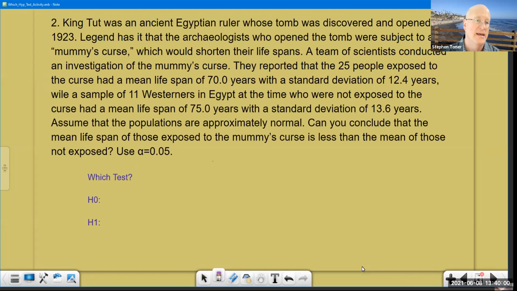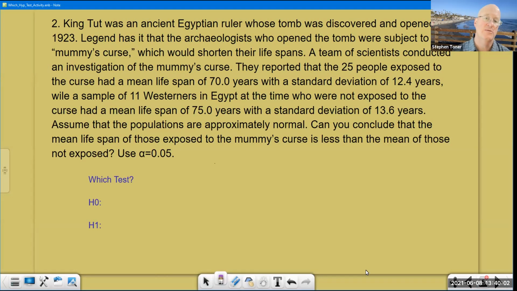Number 2, King Tut was an ancient Egyptian ruler whose tomb was discovered and opened in 1923. Legend has it that the archaeologists who opened the tomb were subject to a mummy's curse, which would shorten their lifespans. A team of scientists conducted an investigation of the mummy's curse.